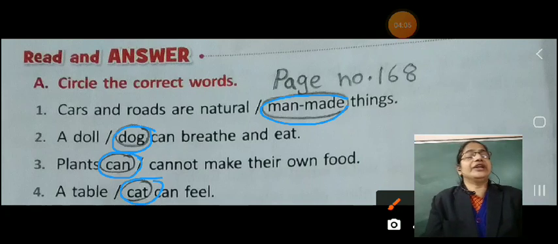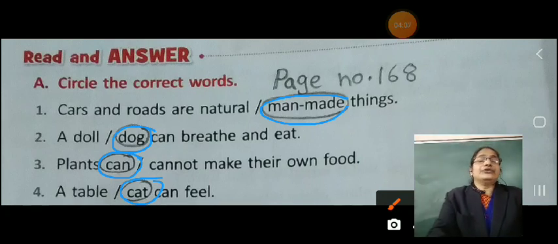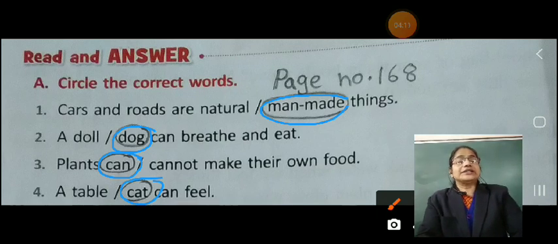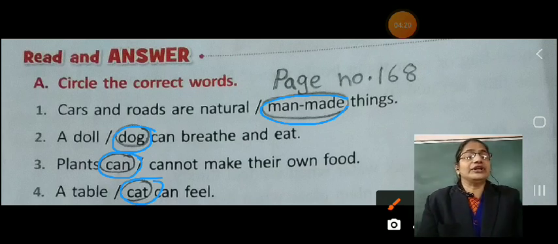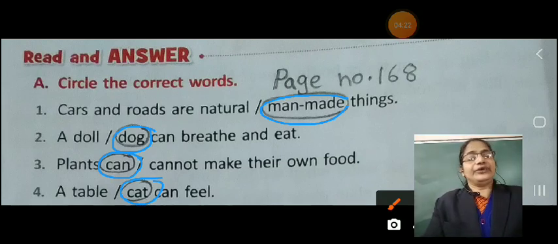A cat can feel. First, cars and roads are man-made things. Second one, a dog can breathe and eat. Third, plants can make their own food. And fourth one is a cat can feel.